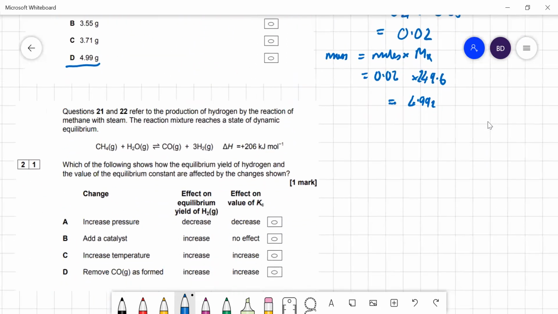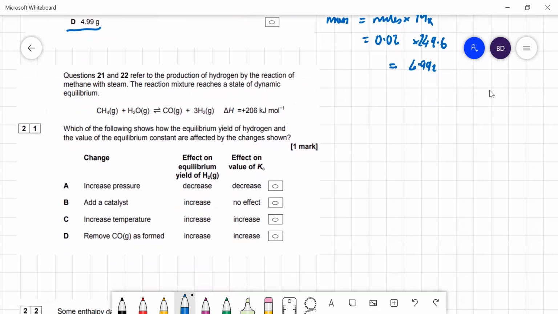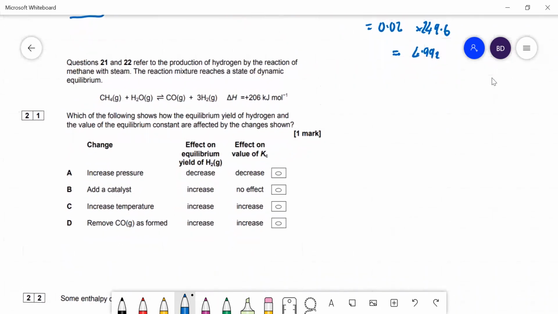Right, so questions refer to this equilibrium reaction. Which of the following shows how the equilibrium yield and the equilibrium constant are affected by the changes shown? Okay, right, now the only thing that affects the value of Kc is temperature. So we can probably get rid of a load of them. So we know A is wrong. That will not affect Kc. And B is wrong. That won't affect Kc. So we've only, sorry, D is wrong. It's only B and C we've got to worry about.